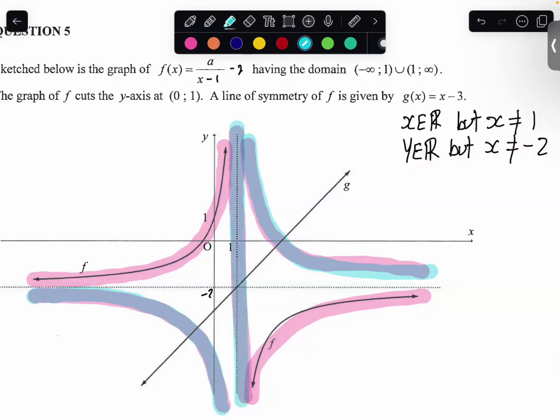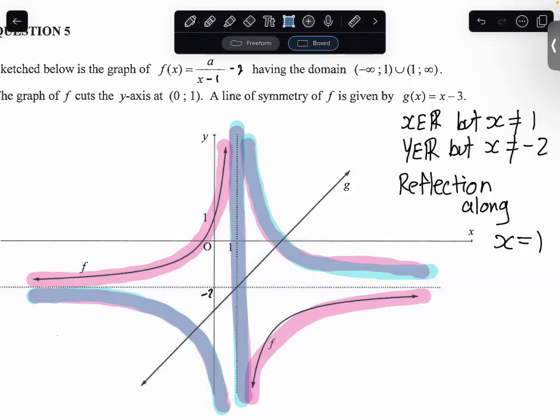So one of the transformations, because it says give a possible transformation, right? One of the transformations is a reflection across the vertical asymptote. Reflection along the vertical asymptote, or you say a reflection along x is equal to 1. That's the vertical asymptote. However, there is also another solution here that I can see. It's if you reflect over the horizontal asymptote.